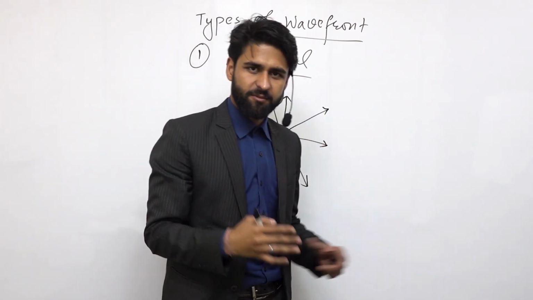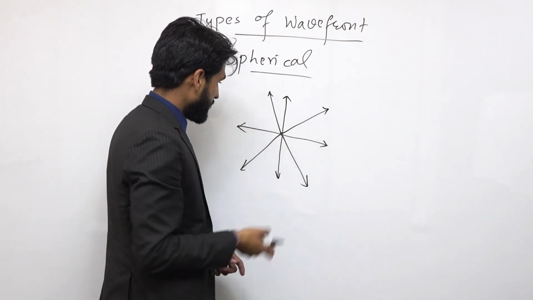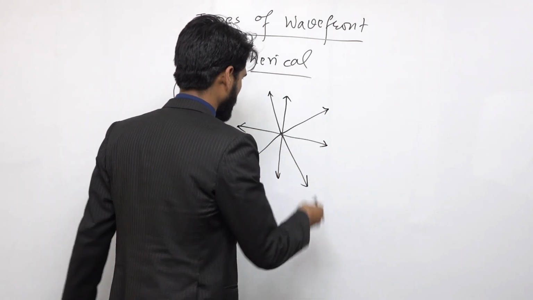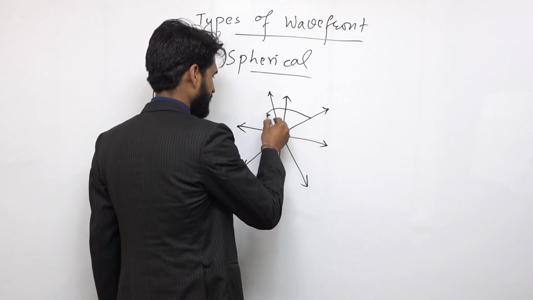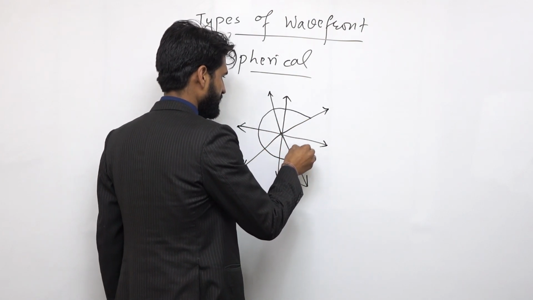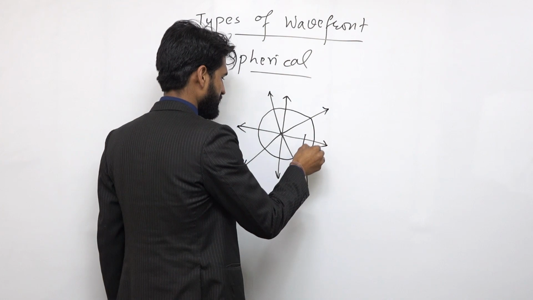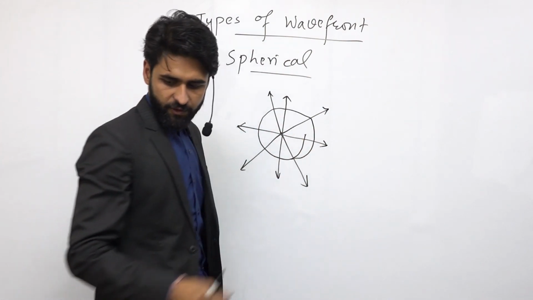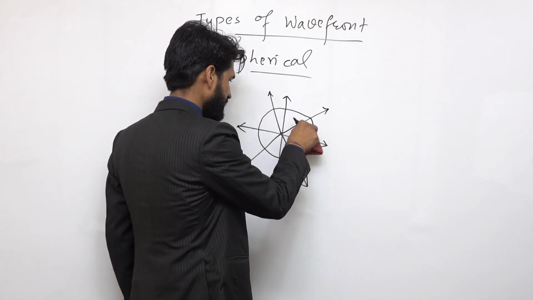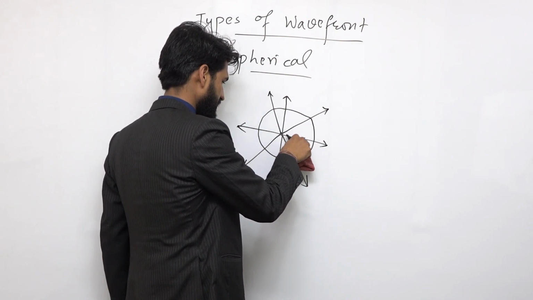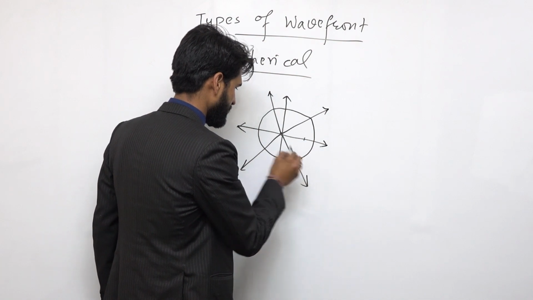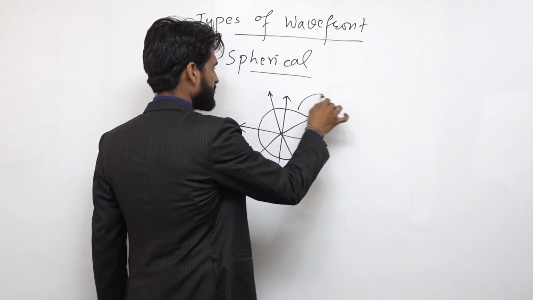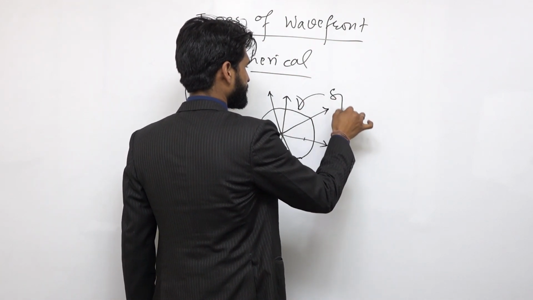Disturbance is spread in all directions. And if we consider a locus of points which are equidistant from the source, that is the point source, then we find that this locus makes a perfect sphere. So this one is called the spherical wavefront.